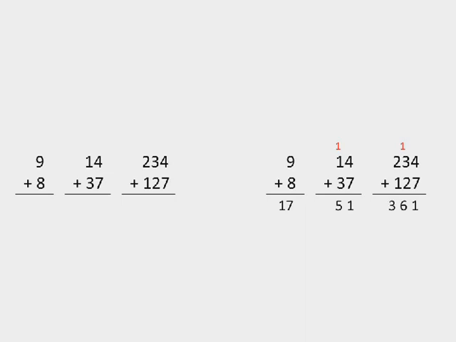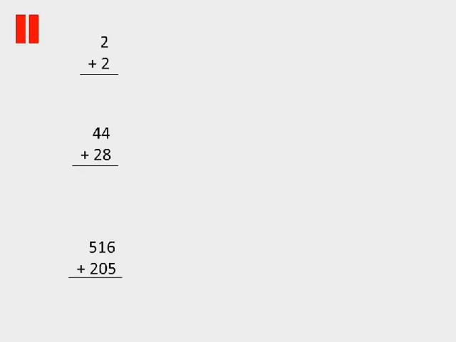So altogether, 234 plus 127 is going to equal 361. You notice there's a little pause on the corner.